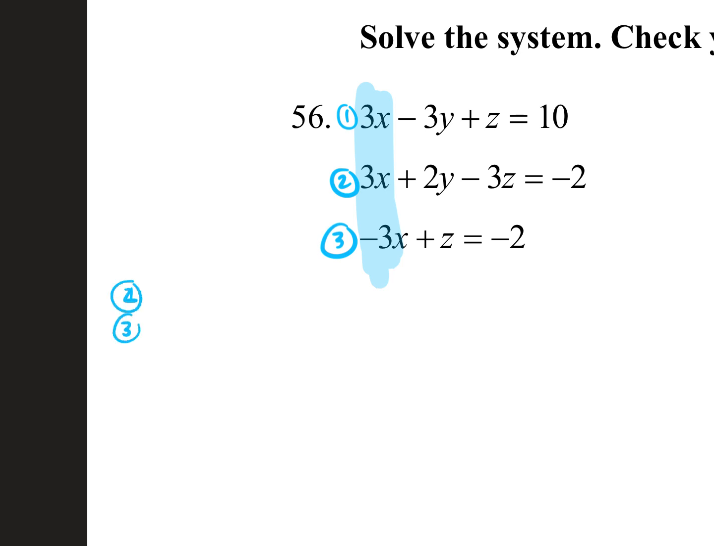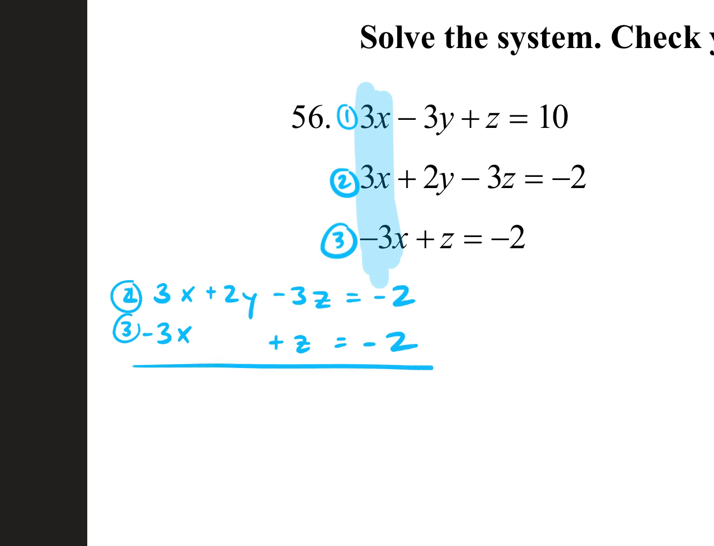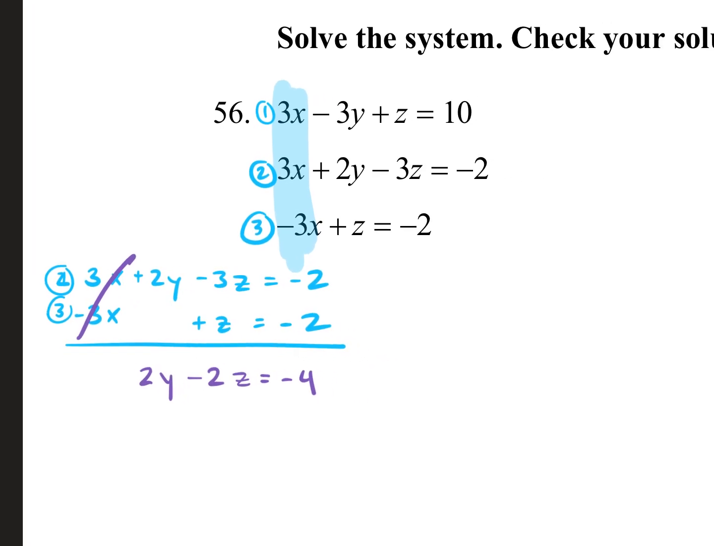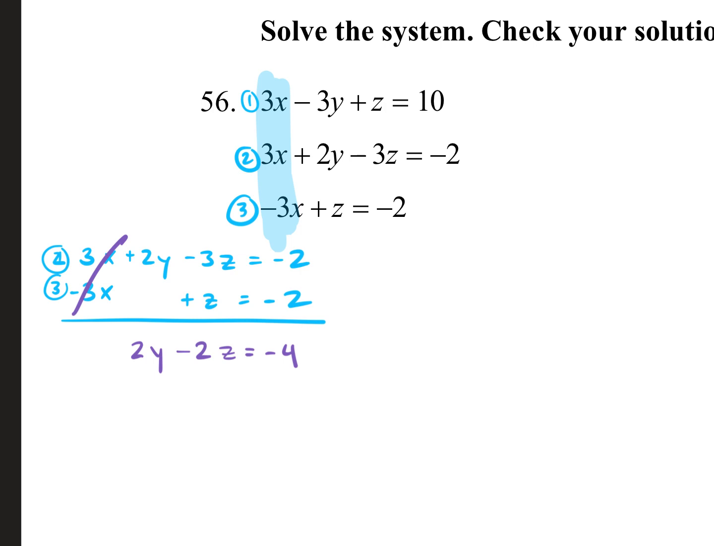We have to do this twice, so we're going to have to pick 2 different pairs. But 3x plus 2y minus 3z is equal to negative 2, and then negative 3x plus z is equal to negative 2. I'm going to add these together. My x's cancel. I'm left with 2y minus 2z is equal to negative 4. So now I have an equation with 2 variables.